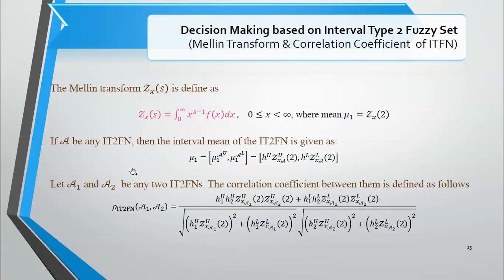Now, if A is any interval valued type 2 fuzzy number, then the interval mean of that fuzzy number is given by this expected interval, which is calculated using the Mellin transform. Now, using this expected mean, we define the correlation coefficient between two interval type 2 fuzzy numbers A1 and A2. So, the correlation coefficient between these two fuzzy numbers is defined here.